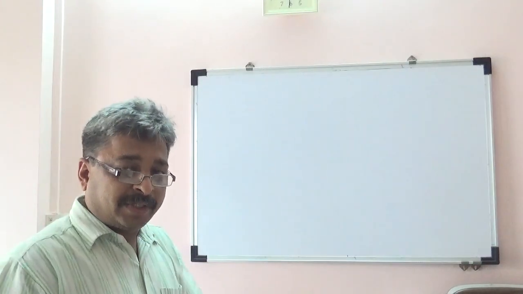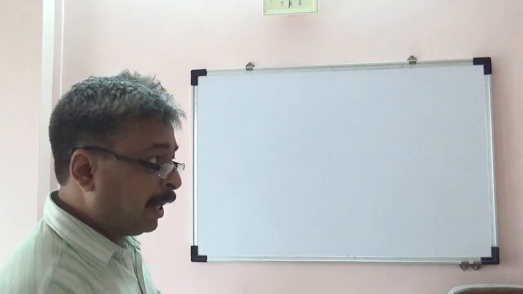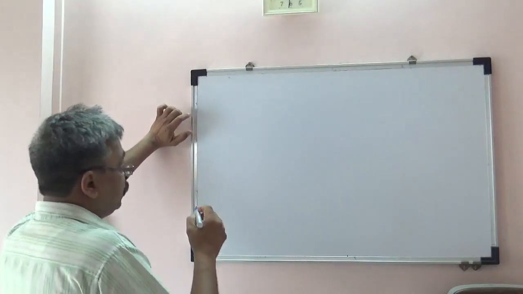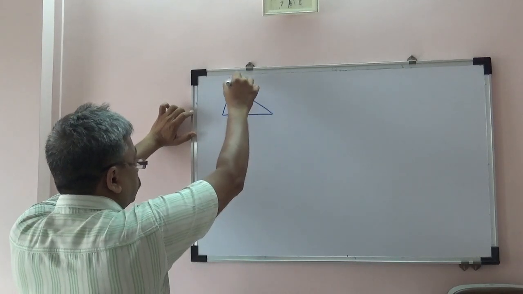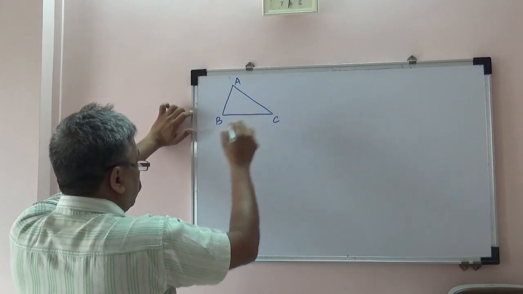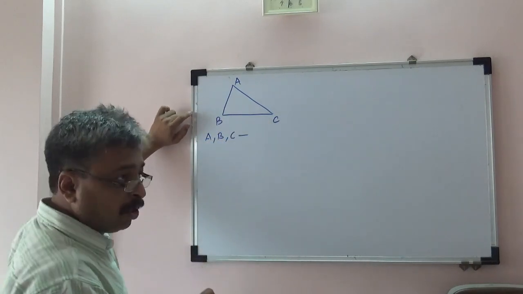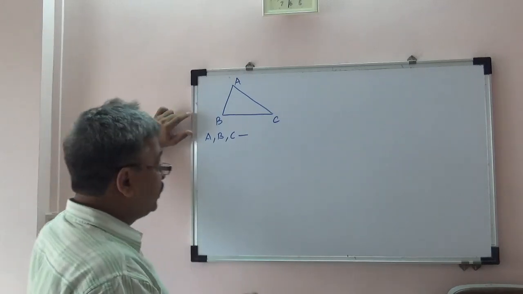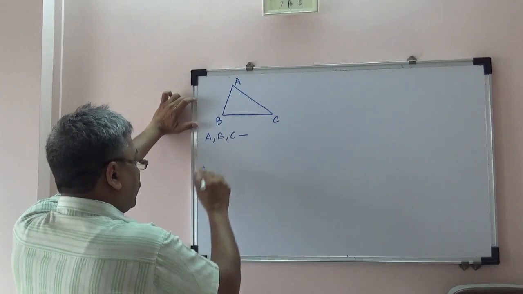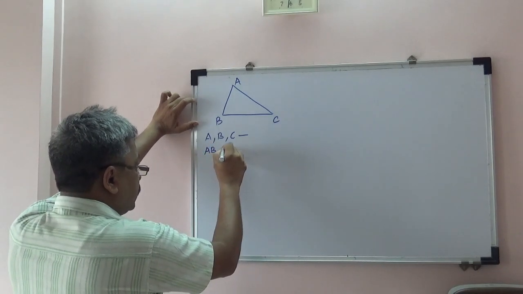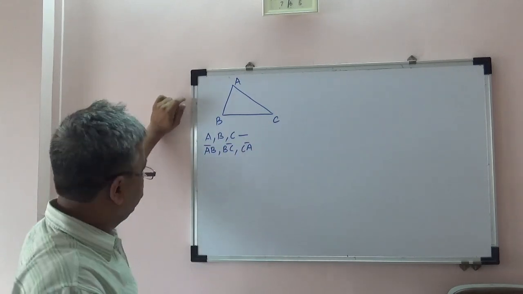So when we start discussing congruency of triangles, we need to understand what the triangle is, and therefore let us understand few terms. If we consider triangle ABC, A, B, C are vertices of the triangle. All these things are known to you, but I am just revising to check whether we are on the same page. A, B, C are vertices of the triangle. AB, BC, CA are sides of the triangle.